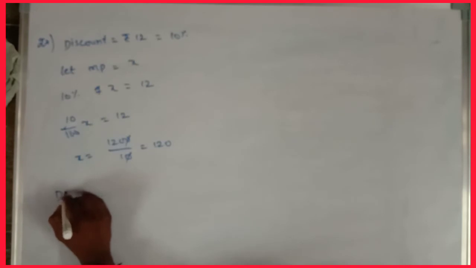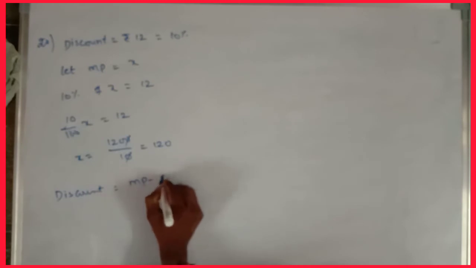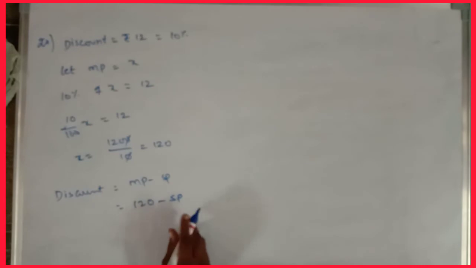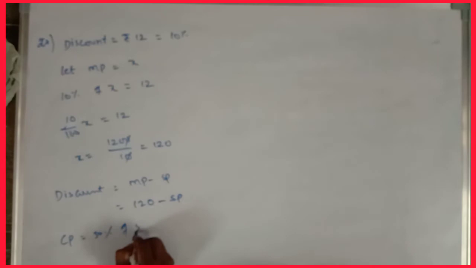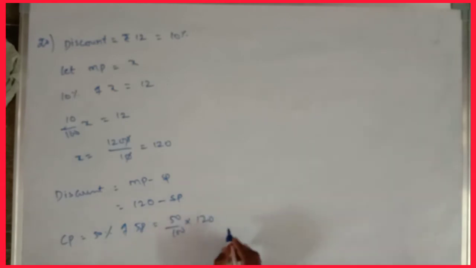Now discount is equal to MP minus SP. Now X is what? MP, that is 120, minus SP value, which I don't know, this is the discount. Okay, now CP is equal to 50 percent of SP, so that's equal to 50 by 100 into 120, so this is equal to 60 rupees. That means the cost price is going to be 60 rupees.